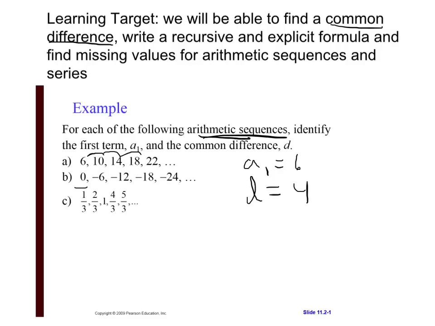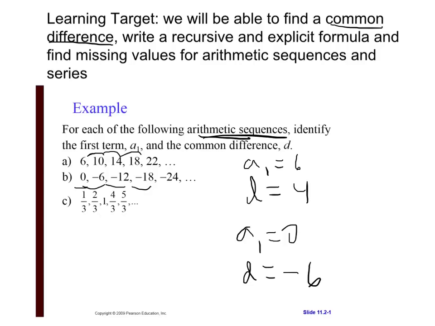Okay, so now for part B, I'm seeing that it's dropping by 6, going down by 6, down by 6. So I know that my first term is 0. That's what a sub 1 denotes. And then my common difference is minus 6. That's what I'm subtracting each time.